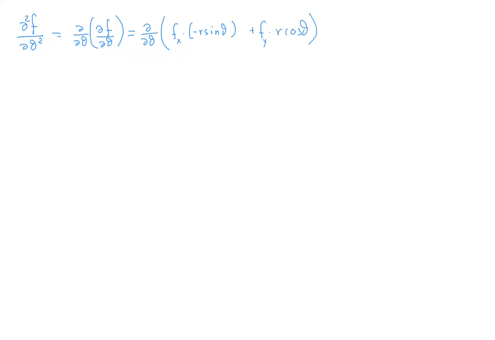So the partial derivative of f with respect to theta twice will be the partial derivative with respect to theta of the partial derivative with respect to theta, right? And how much was that according to what we had seen? It was equal to the partial derivative of x times negative r sine theta plus the partial derivative with respect to y times r cosine theta. That's what we had found. And now we are supposed to take the derivative of this with respect to theta.